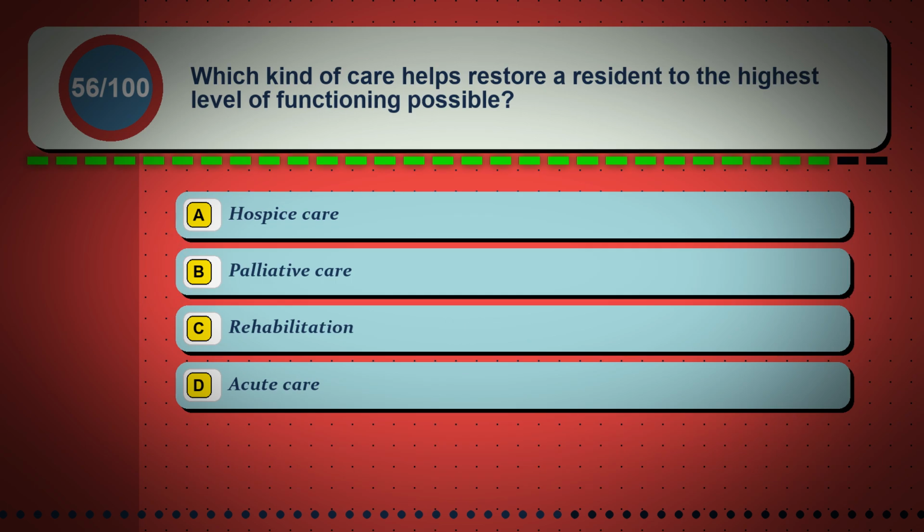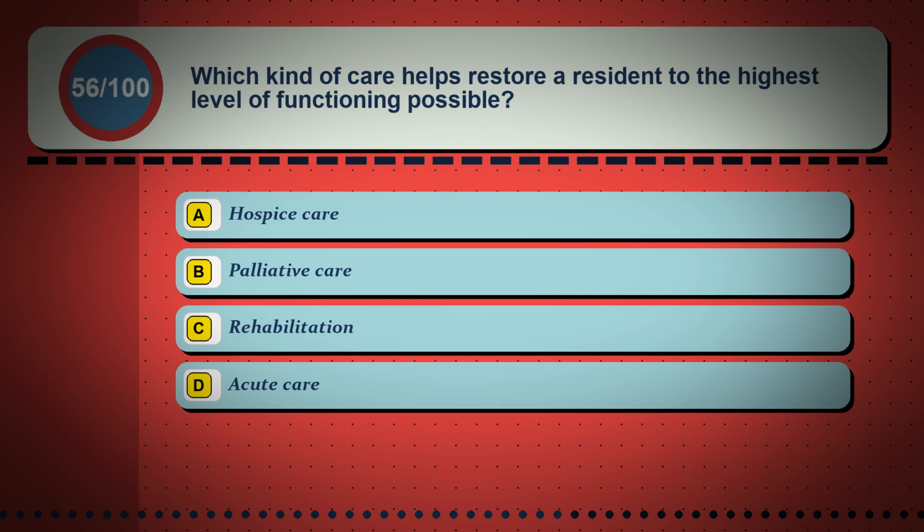Question 56. Which kind of care helps restore a resident to the highest level of functioning possible? Option A, hospice care. Option B, palliative care. Option C, rehabilitation. Option D, acute care.